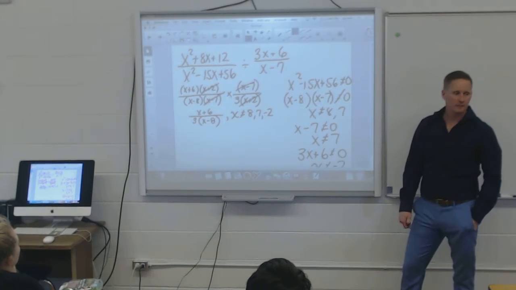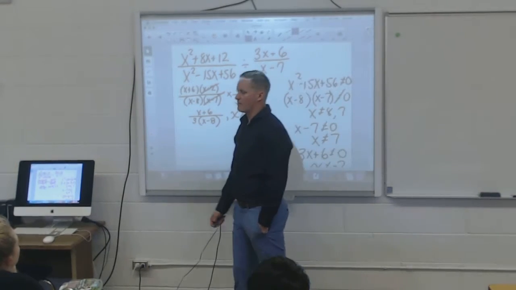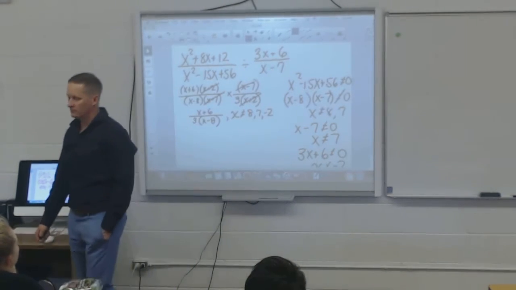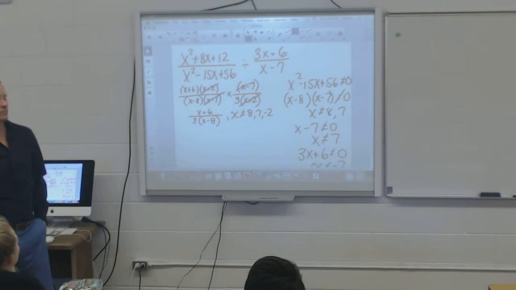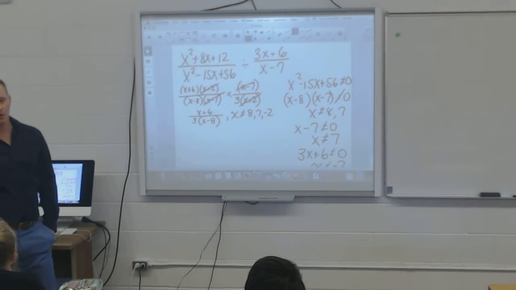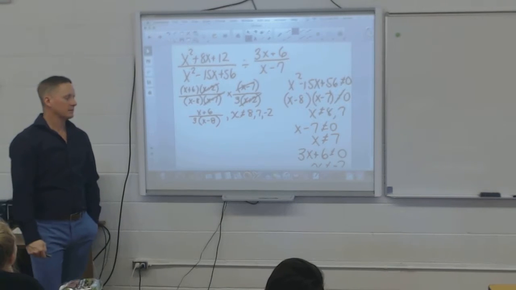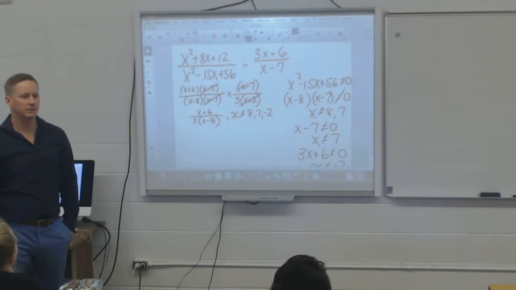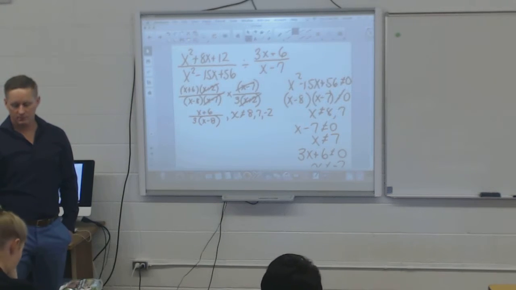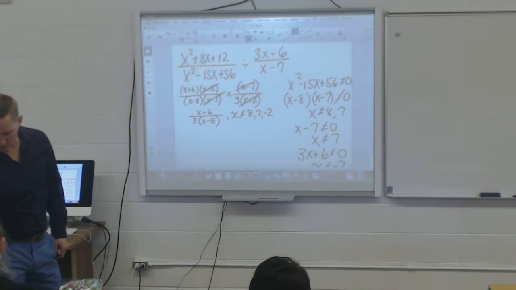Questions about it? You're going to like this a lot more than the radical section, for sure. I guarantee you that. Those of you that factor well are going to ace this. It's all about factoring and reducing. There's not much else to it, especially in 6.1 and 6.2. Anybody have any questions about it?